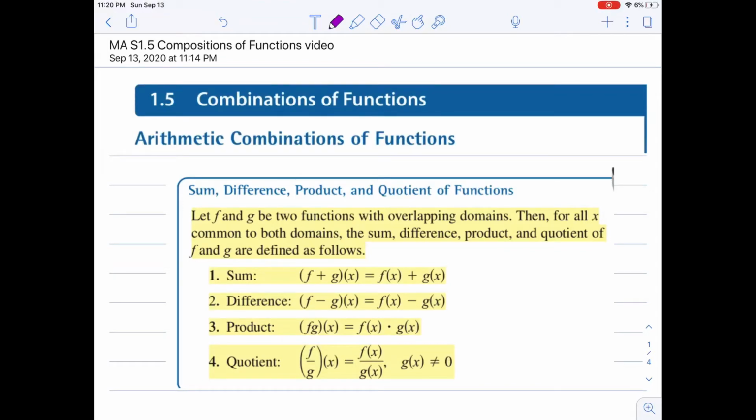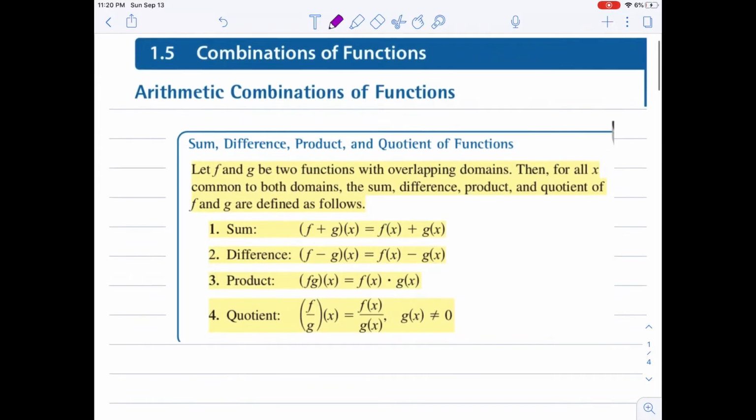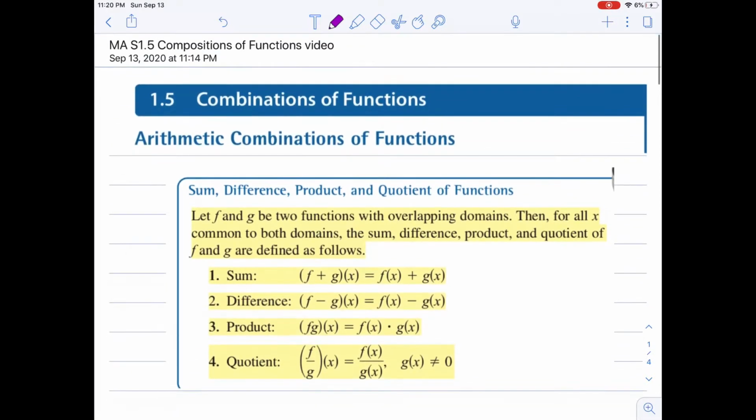We're back. We are continuing and we're jumping into combinations of functions for section 5. For this, I'm trying something new. I'm trying to give you some guided notes so that you don't have to write as much.